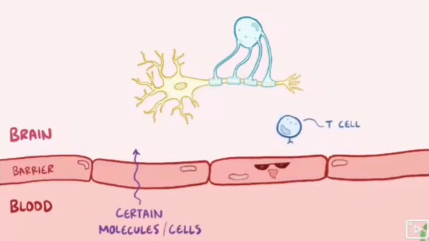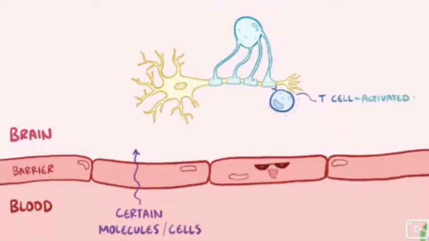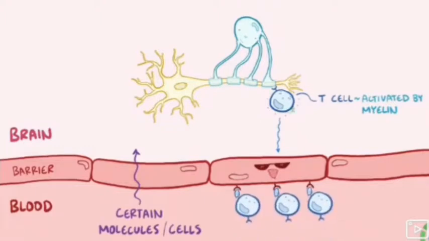Once a T cell makes its way in, it can get activated by something it encounters. In the case of multiple sclerosis, it's activated by myelin. Once the T cell gets activated, it changes the blood-brain barrier cells to express more receptors. And this allows immune cells to more easily bind and get in. It's kind of like bribing the bouncer to let in a lot of people.